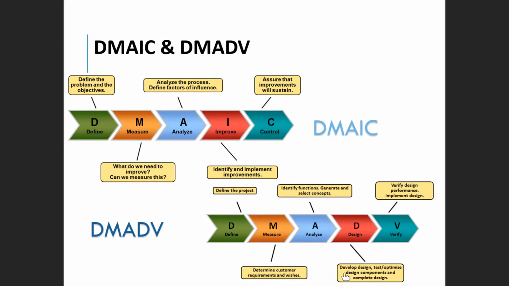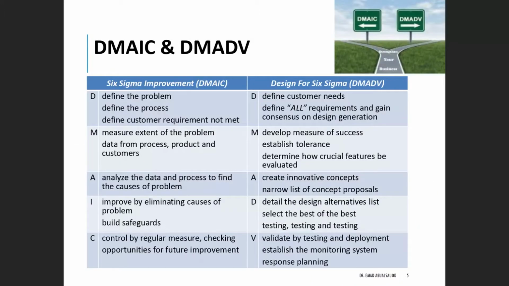The design, which is the main element or the main phase: design, test, optimize, design components, and complete the design. In the improve, identify and implement the improvement. In the verify, you verify your design performance and implement it. Here, you assure the improvement will sustain. So there is a change in terms of the objectives in general between the DMAIC and the DMADV when we implement the design for Six Sigma.